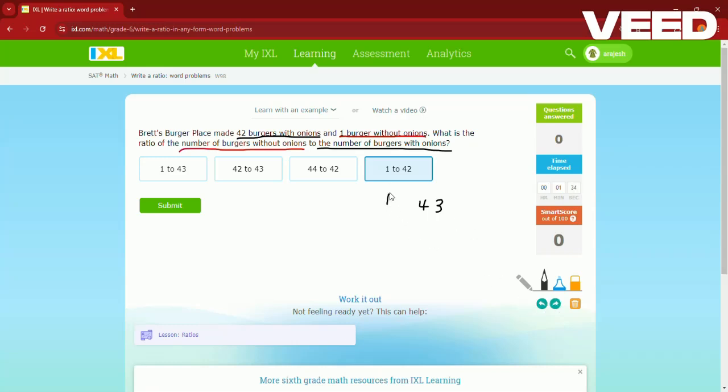So I'm going to say that it is 1 to 42. So I'm going to draw an arrow there, and it may discombobulate you, but we're going to check if it's correct or erroneous.